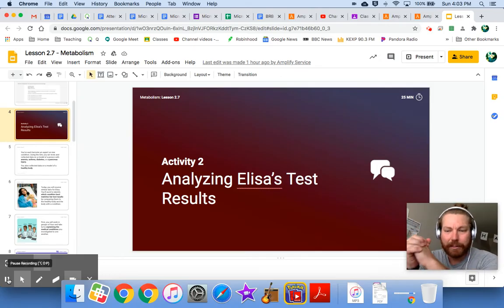Next, activity 2, we're going to actually take a look at Elisa's test results. Now, it's important to pay attention to how we are going to then have our discussion based on this, but yeah, that will come in just a moment.